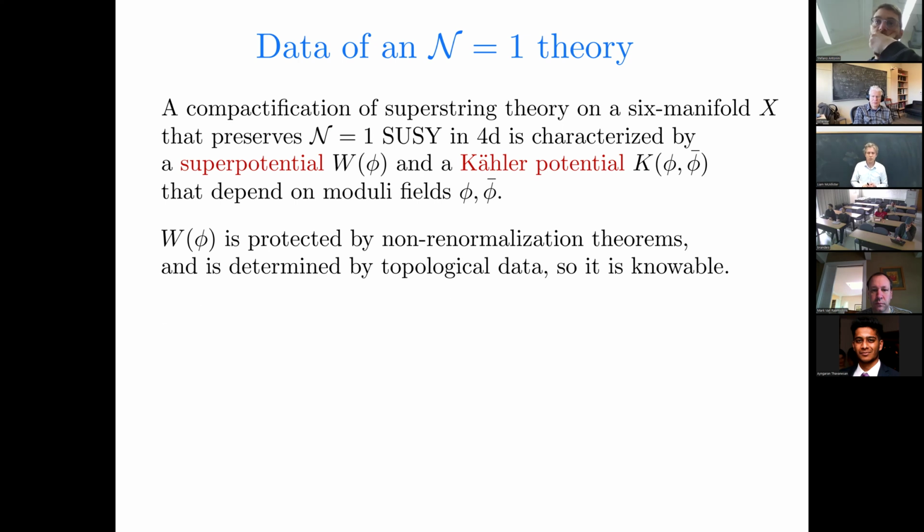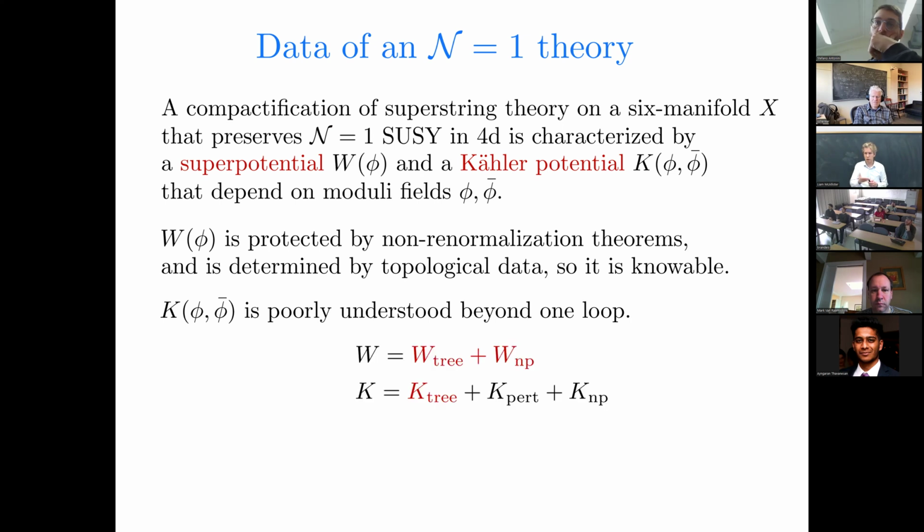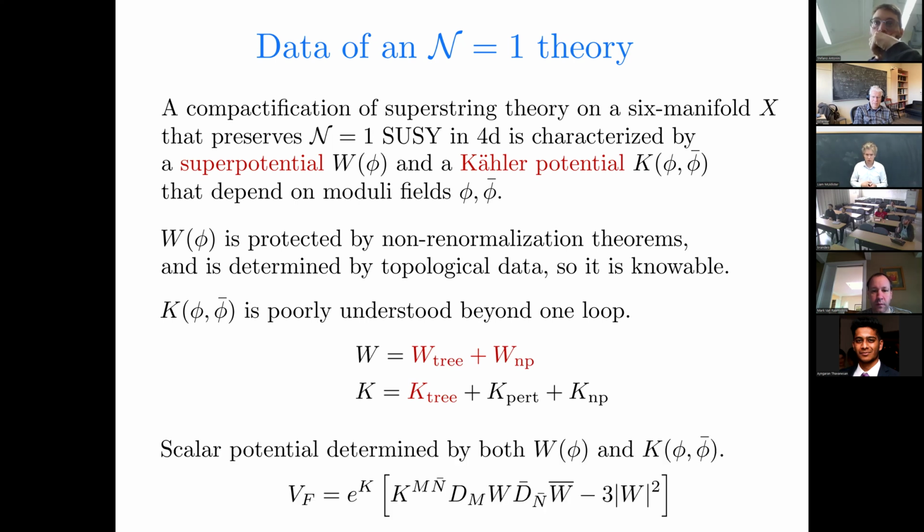And the Kähler potential is poorly understood beyond one loop. So if I were to write out the general structure, the superpotential has a tree piece and non-perturbative corrections. The Kähler potential has a tree-level piece, perturbative corrections and non-perturbative corrections. And what one knows in a favorable situation is the stuff indicated in red. At the same time, the scalar potential is determined by both the superpotential and the Kähler potential. So ideally, you need to know both of them. And this is what calls for a bit of a strategy.